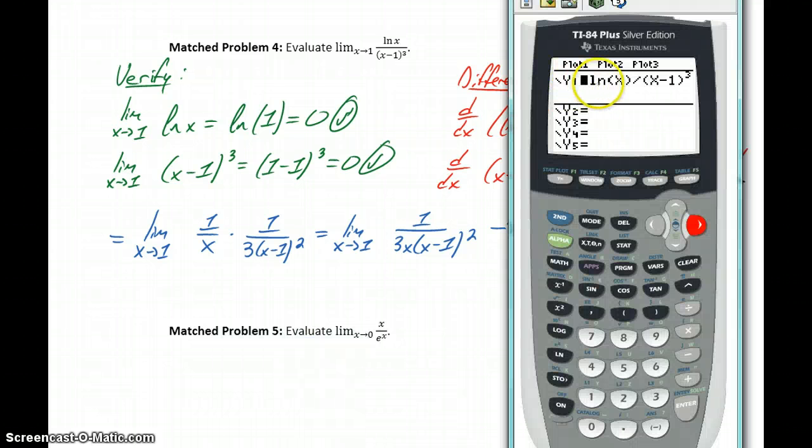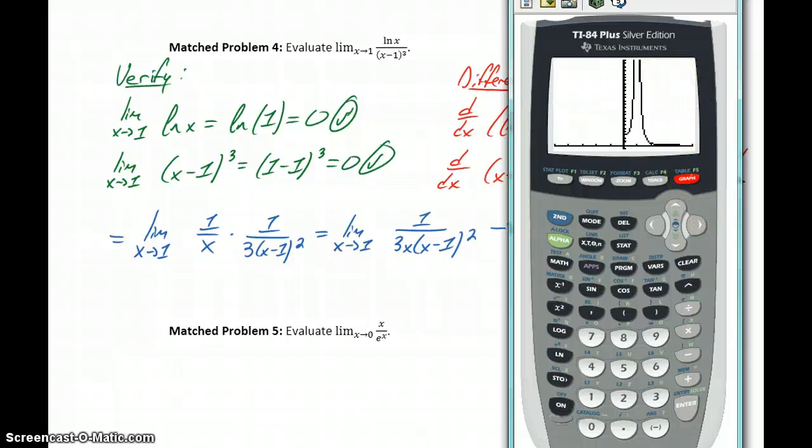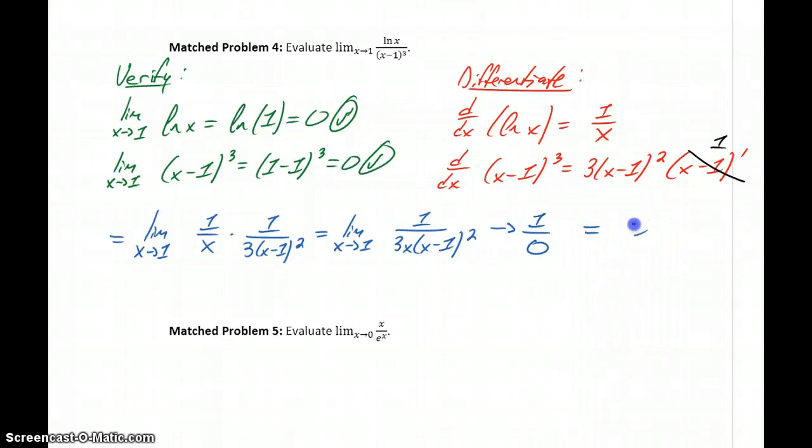So taking a look at a graphing calculator, we can plug in the expression itself and then graph that function to see that as we approach x equals 1 from the left, we're headed to positive infinity. As we approach x equals 1 from the right, we're headed to positive infinity, which means our limit is positive infinity.